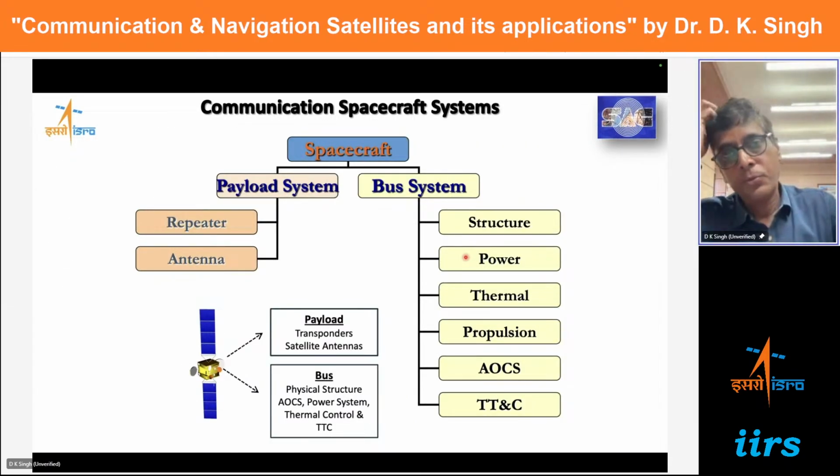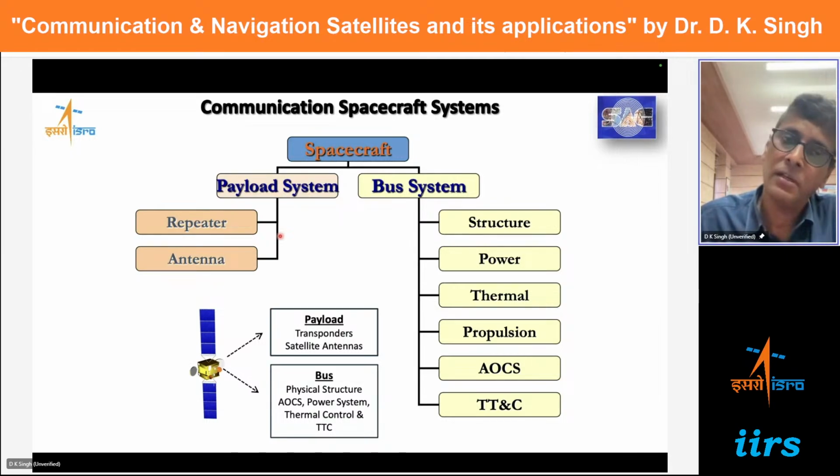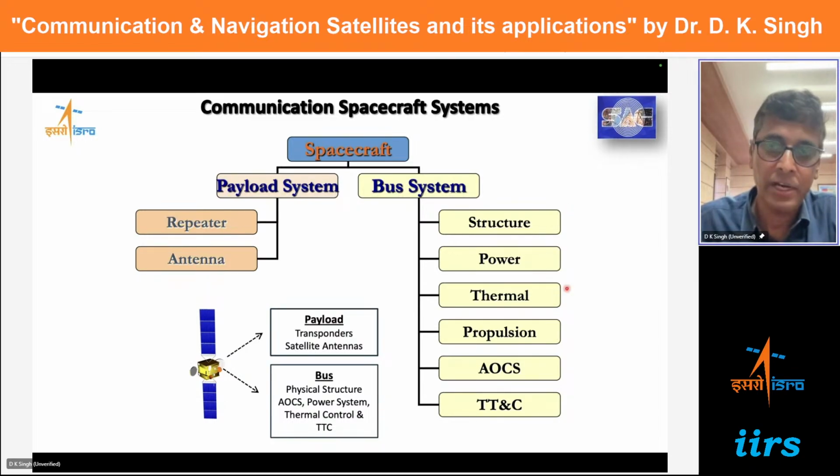Then coming to the satellite part. So if you look at this diagram, the spacecraft is divided into two parts. One is called payload system, another is called bus system. So the payload system is the set of the equipments which are used for the communication or navigation, and the bus system is like all the accessories, all the parts of satellite which are required to support the payload functions and its maintenance for 15-year, 10-year in orbit, protecting it from the harsh environment of space.